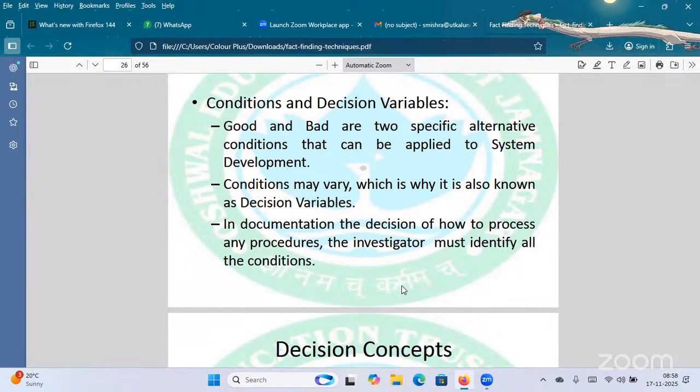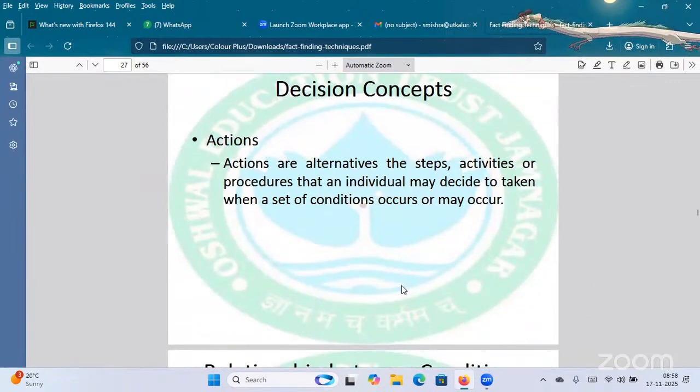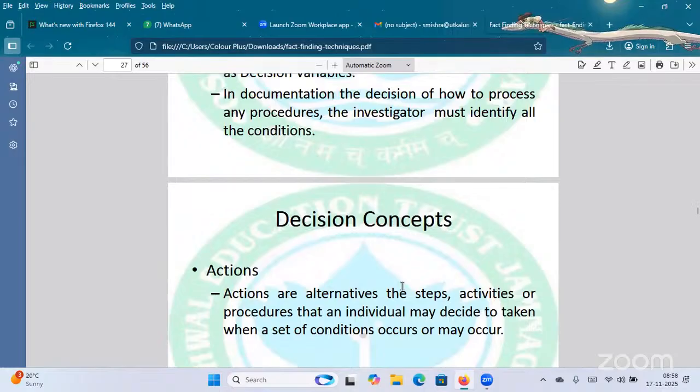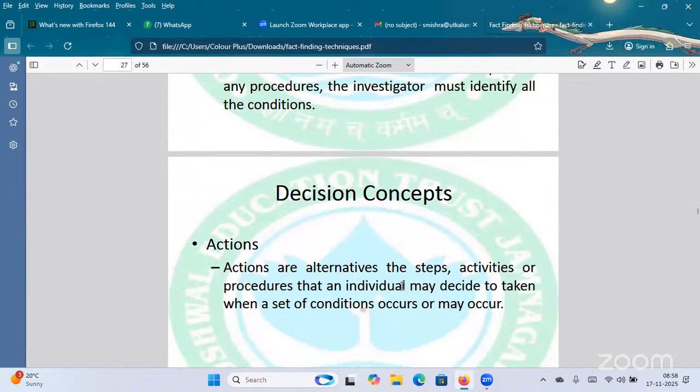Clear? So in documentation, the decision of how to process any procedure, the investigator must identify all the conditions. So those are the decision variables to be taken into account by the stakeholders or the system analyst while they make a decision. And after taking a decision, they will take action. So actions are the alternatives, the steps, activities or procedures that an individual may decide to take when a set of conditions occur or may occur.